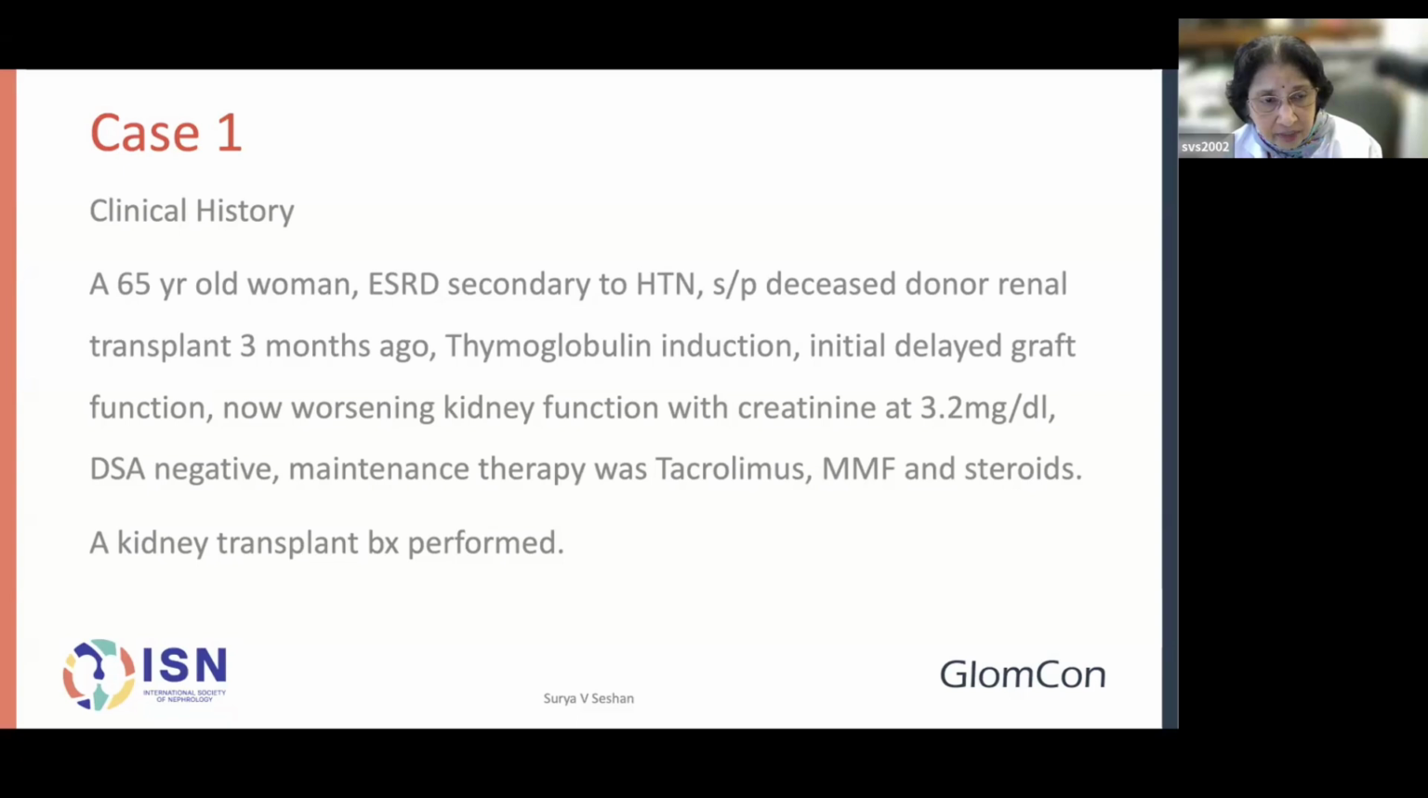when our tissue transcriptomics studies are being enumerated. Case 1, this is a 65-year-old woman, end-stage hypertension with deceased donor transplant 3 months ago with thymoglobulin induction, had initially some delayed graft function, but now there is worsening kidney function with the creatinine at 3.2. Donor-specific antibody was negative, and her maintenance therapy was the routine triple therapy.